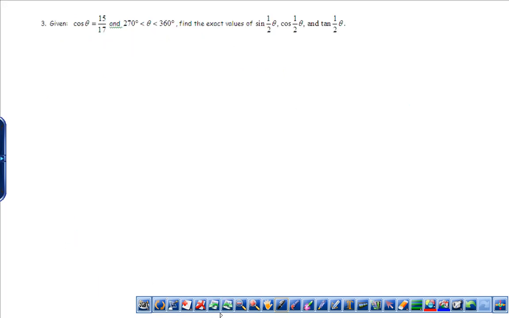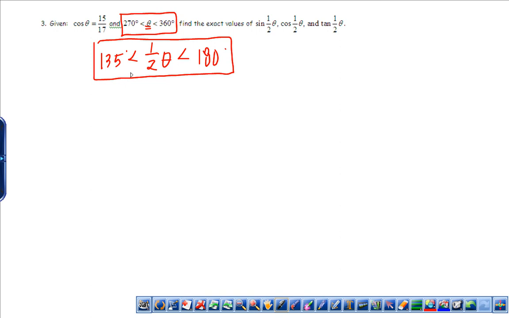All right, so how are we going to use this information? If you notice, they give you a restricted area from 270 to 360. But if you notice, this says theta. So what is 1/2 theta? And that's very important. So half theta is going to be from 135 degrees to 180 degrees. And that should be the first thing that you look at. So this is where my triangle is going to fall, between 135 and 180. So this is where my 1/2 theta is.